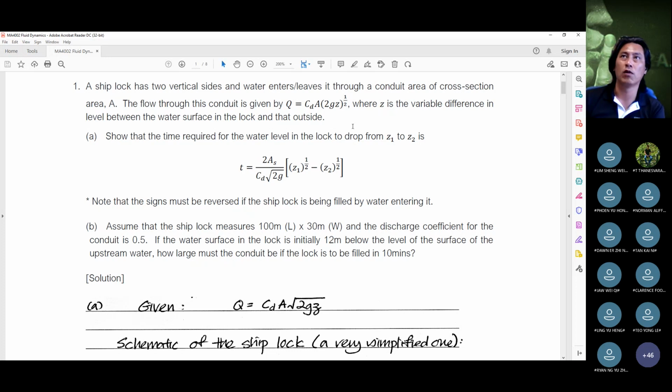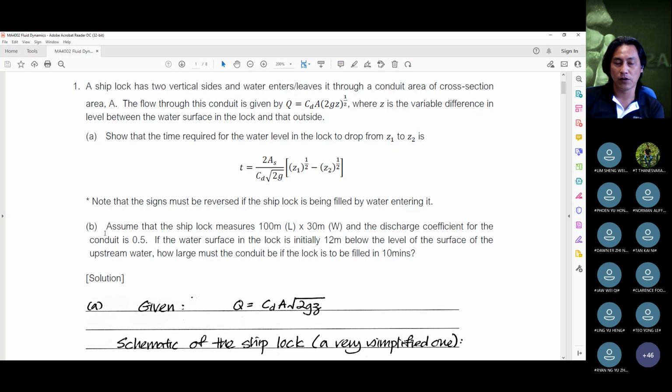Usually what happens in a ship lock is that when you pump out the water, it enters a reservoir. And then when you need the water again, you pump the water from the reservoir back to the ship lock. Based on this information, we're asked to do a few things. Part A: show that the time required for the water level in the ship lock to drop from a certain height Z1 to another height Z2 is this expression over here.